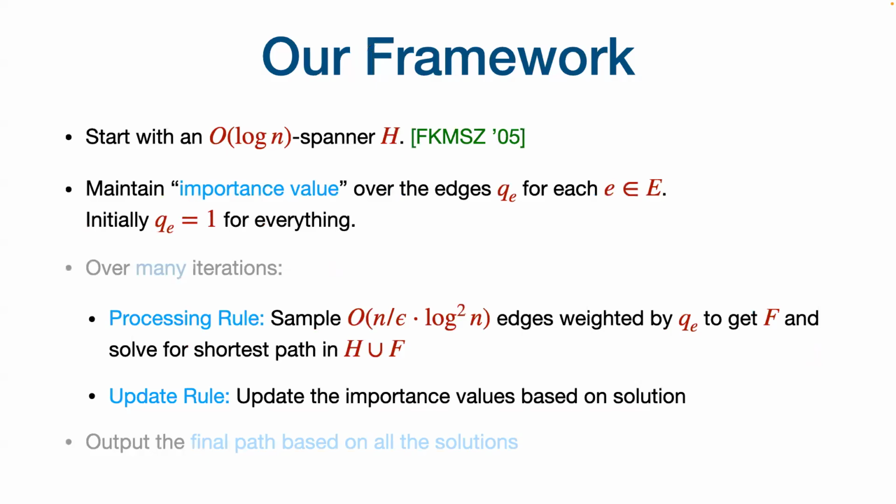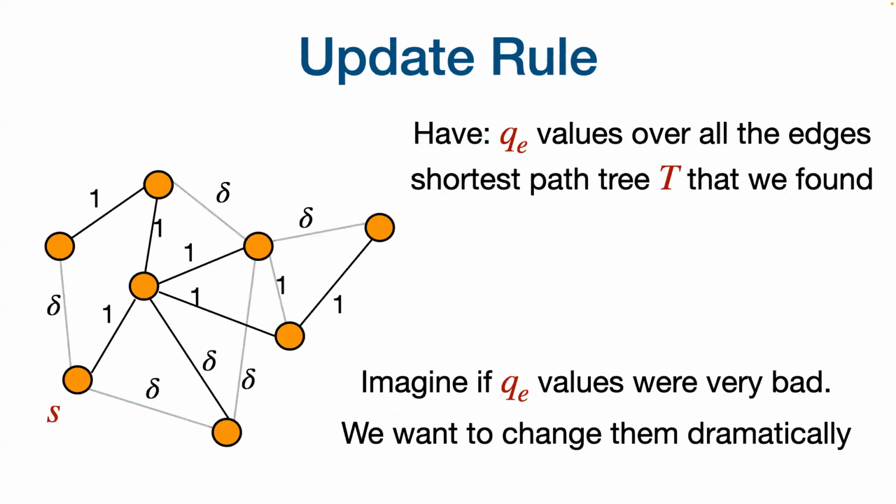So this is the processing step. You sampled a bunch of edges weighted by their values, got a sample, and you found a shortest path tree in H union F. Now let's look at this update rule. This situation is something I've artificially created. You've ended up in something very bad where QEs were small for all the edges that you would hopefully want to retain. If that happens, you want to change them so you at least have some hope of making progress later. You say, this edge is kind of important, you missed this, you have to focus on this. Increase its importance.